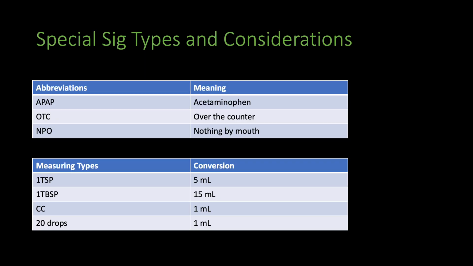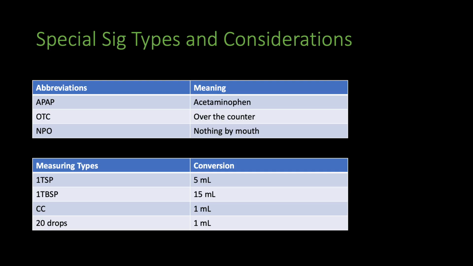Then the next ones here are the special SIG types and considerations, like APAP, acetaminophen; OTC, over the counter; NPO, meaning nothing by mouth. Then 1 teaspoon, I already told you this earlier, 1 teaspoon is 5 milliliters, 1 tablespoon is 15 milliliters, CC is 1 milliliter, and 20 drops is approximately 1 milliliter. So make sure you know that.